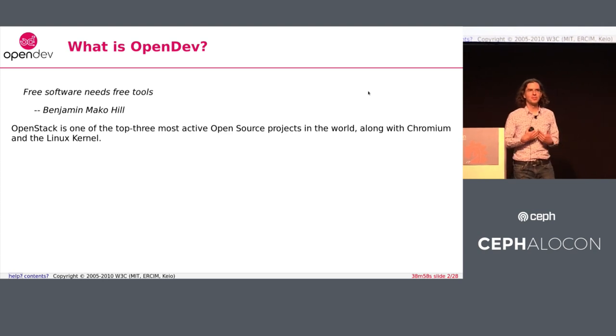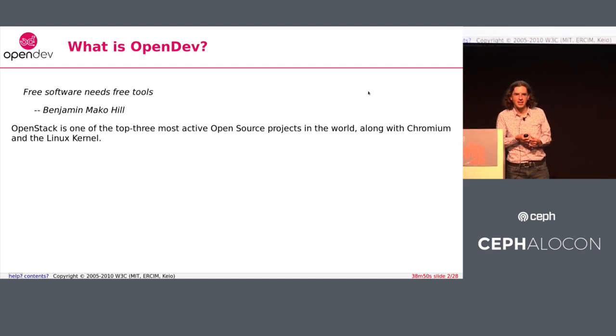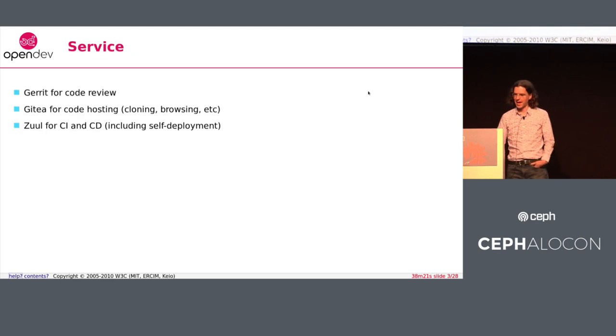OpenDev is also something that we've earnestly been working on after we attended this talk by Benjamin Mako Hill called Free Software Needs Free Tools. And it's something that we believe very strongly in. So as an open source project ourselves in OpenStack, we felt that we needed to be using free software to develop that. And so everything that we do in the development of OpenStack and even in the operation of the systems that we use to do that development is all free software. And I'm very happy about that.